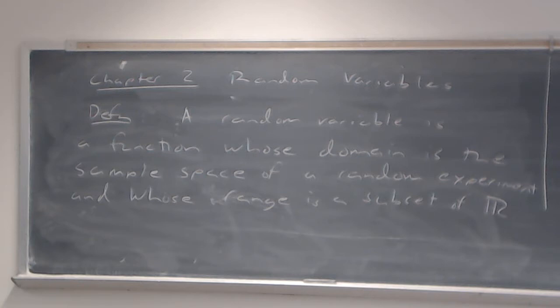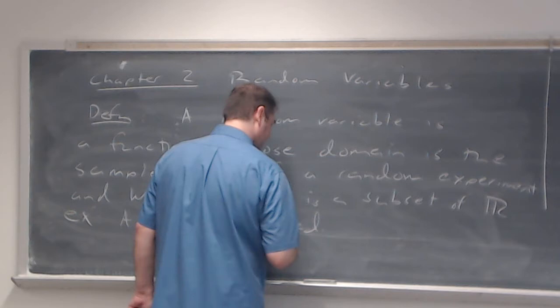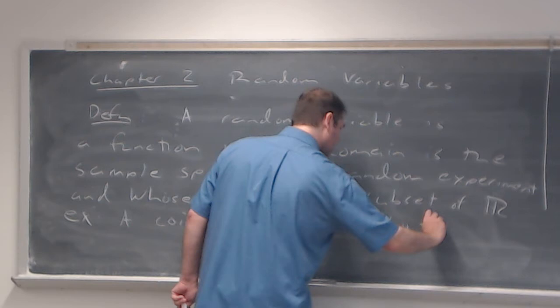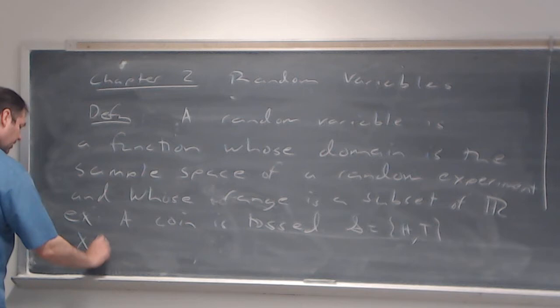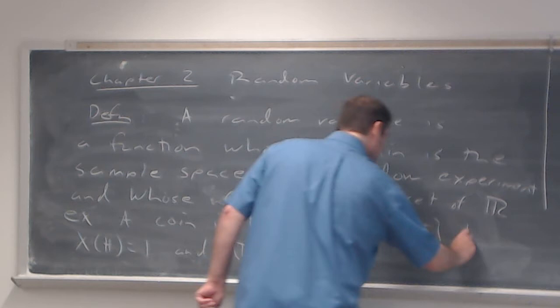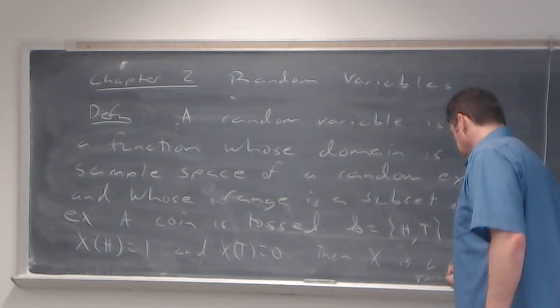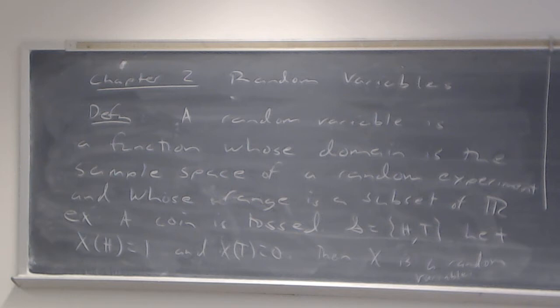As an example, a coin can be tossed. Then our sample space, as you remember, is heads and tails. And so what I'll define is X of H to be equal to 1, and X of T to be equal to 0. So I'll let that happen. Then X is a random variable. So that's one example.